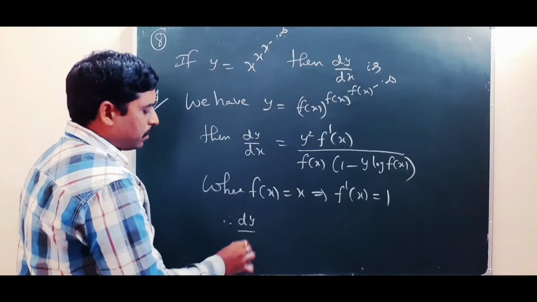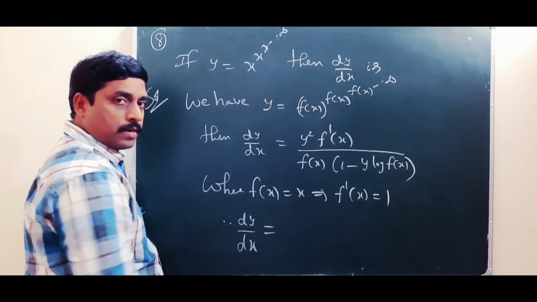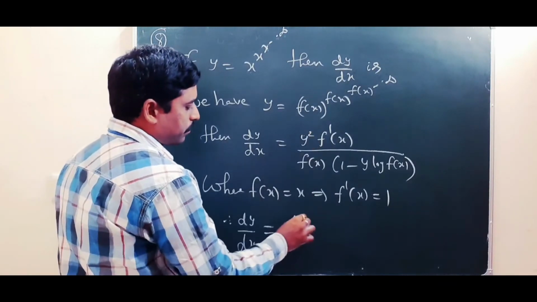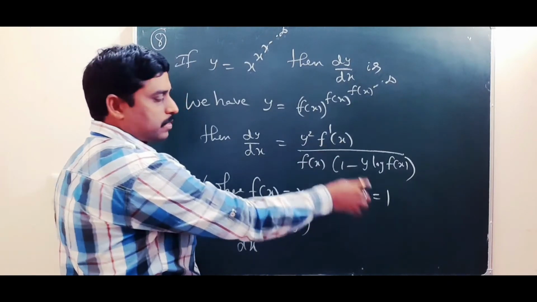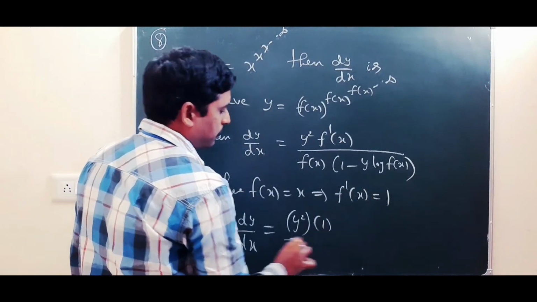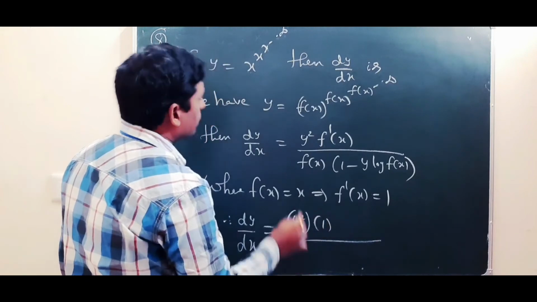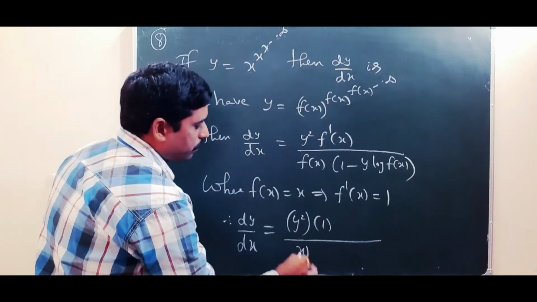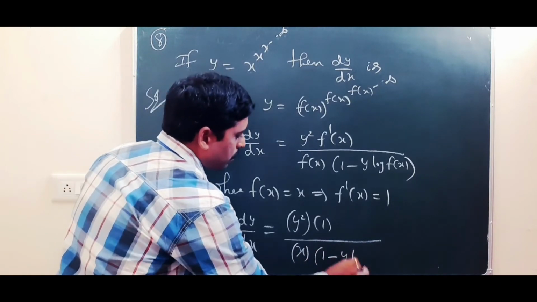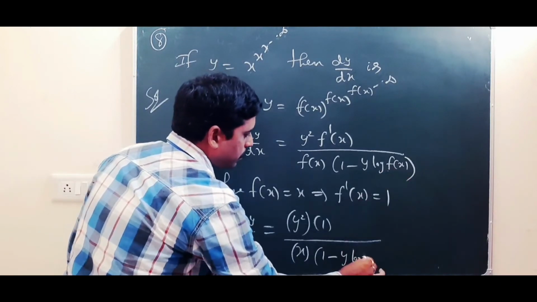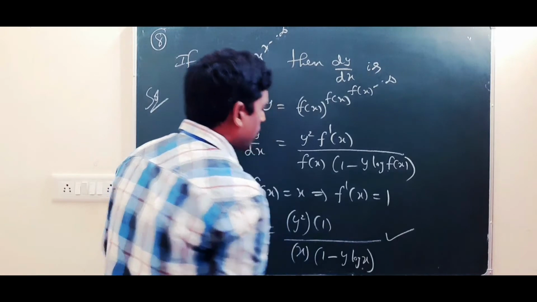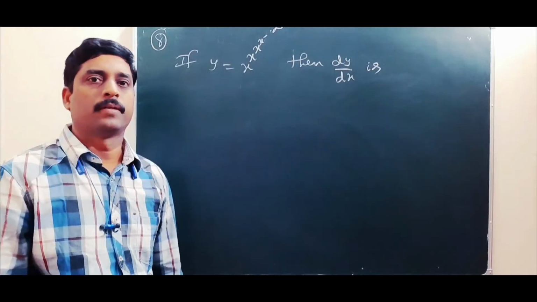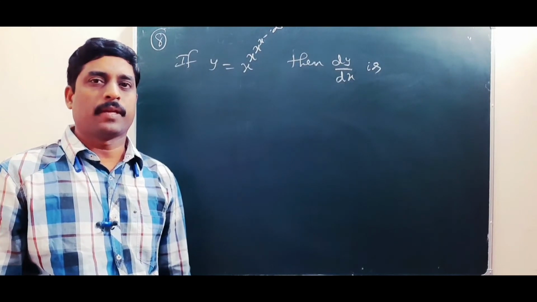Therefore, what is required? dy by dx is y square into f dash x value 1 by f of x, where f of x is x, so x times 1 minus y log x. This is the answer: y square by x into 1 minus y log x. Okay, let us go to the next problem.